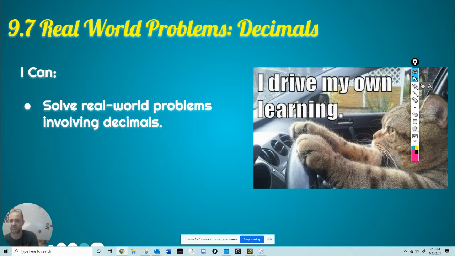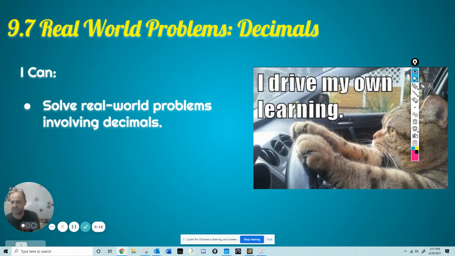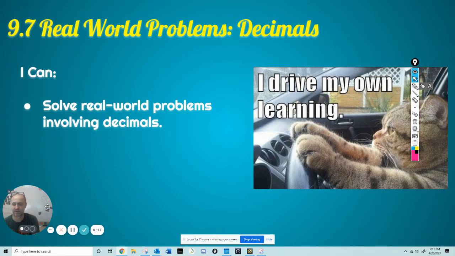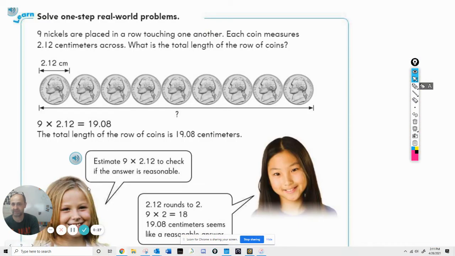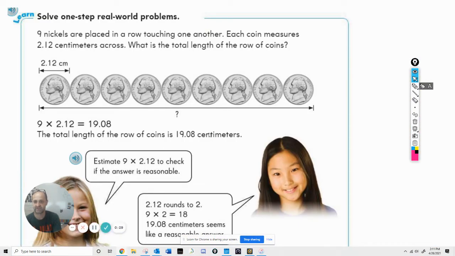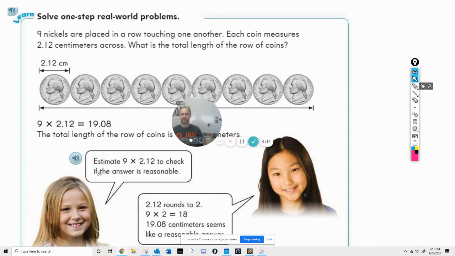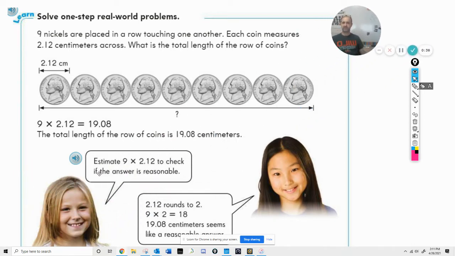In this case, we're dealing with real-world problems involving decimals. As always, I'll call it as I see it and let you know if I think they're really real-world problems or not. Most of them should be, but if they're nonsense, we'll address that too. So yeah, let's have at her. Okay, so first of all, you're going to solve one-step real-world problems.